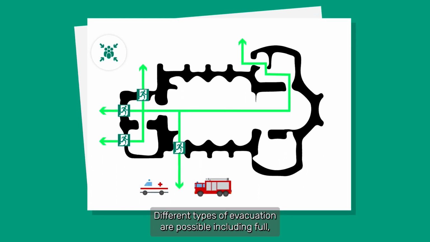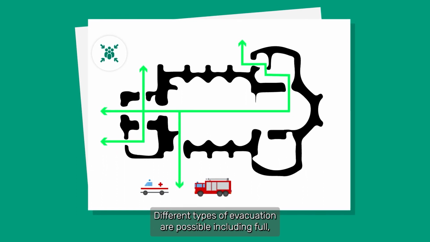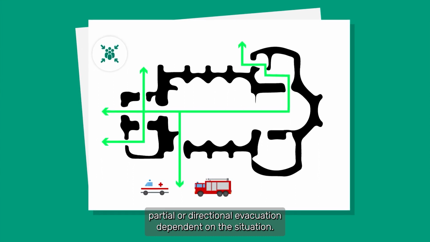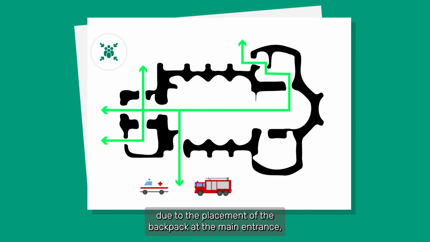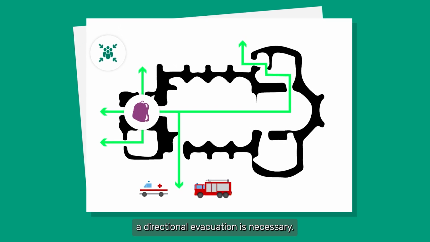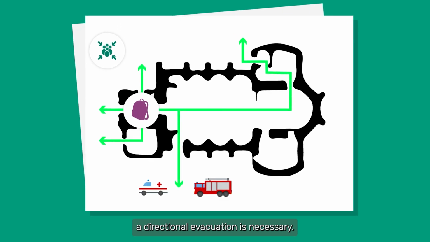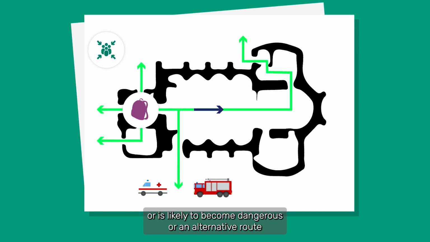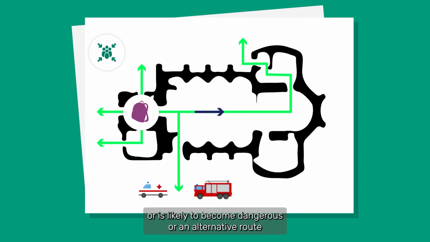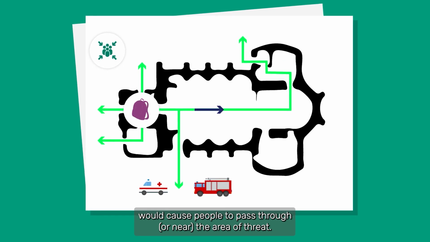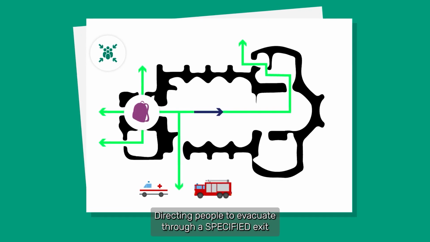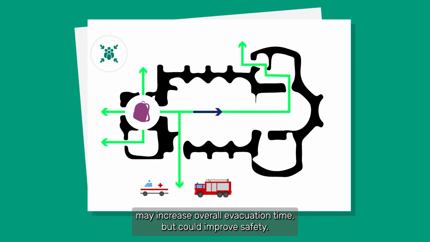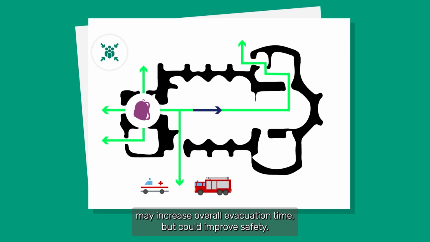Different types of evacuation are possible, including full, partial, or directional evacuation, dependent on the situation. In this particular case, due to the placement of the backpack at the main entrance, a directional evacuation is necessary. Directional evacuation: choose when a specific area is or is likely to become dangerous, or an alternative route would cause people to pass through or near the area of threat. Directing people to evacuate to a specified exit may increase overall evacuation time but could improve safety.